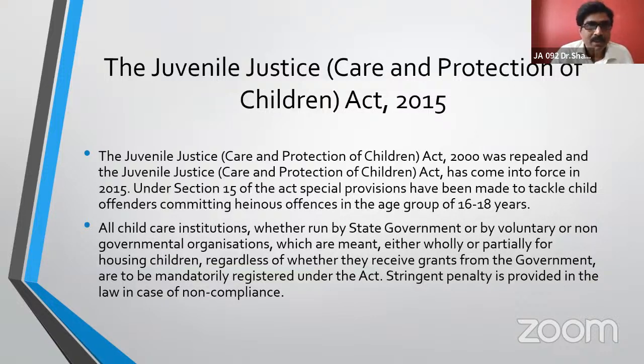Juvenile homes are there. The Juvenile Justice Care and Protection Act 2001 was repealed, and the Juvenile Justice Care and Protection Act came into force in 2015. Under Section 15 of the Act, special provisions have been made to tackle child offenders committing heinous offences in the age group of 16 to 18 years. For them, there should be special juvenile care centers.